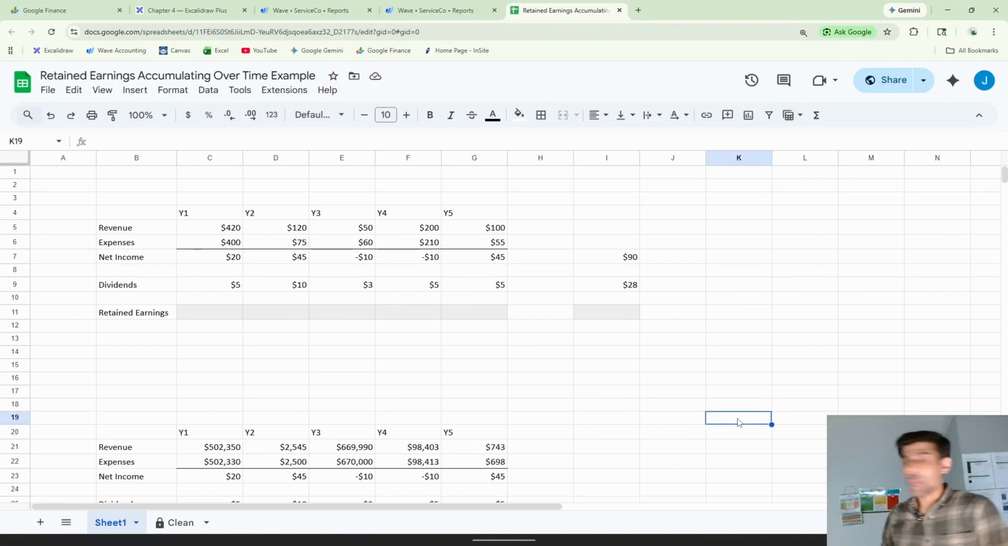I want to make sure that we're conceptually understanding what's going on. What is happening at the end of a period? The concept of retained earnings. What does that mean? When we have a starting balance, we add the net income, we subtract the dividends, we get the ending balance.